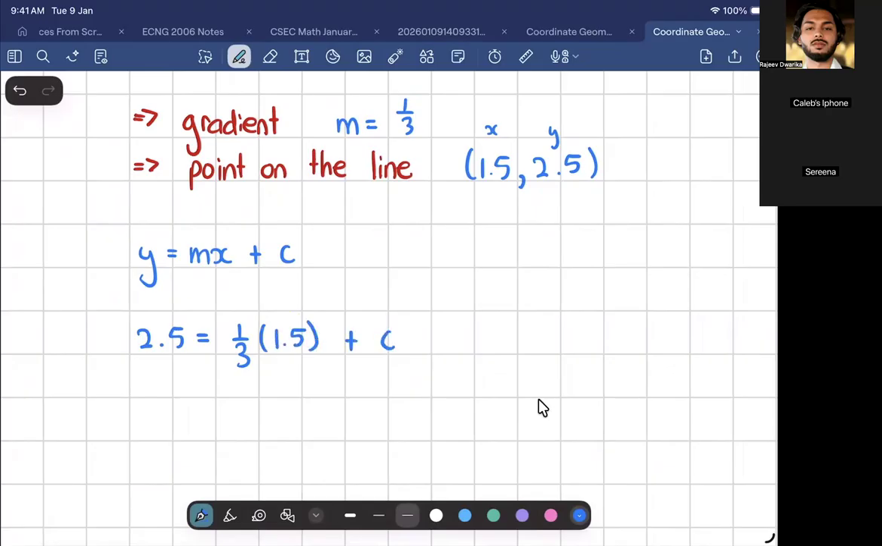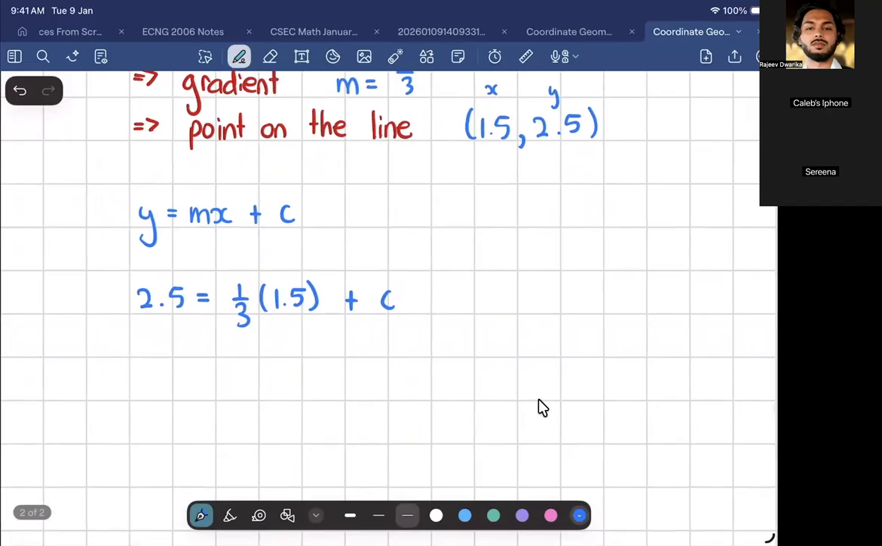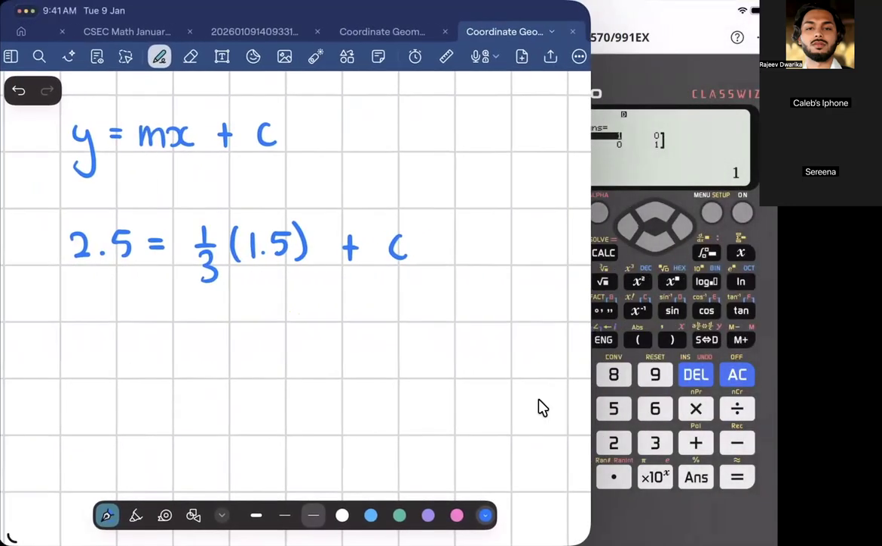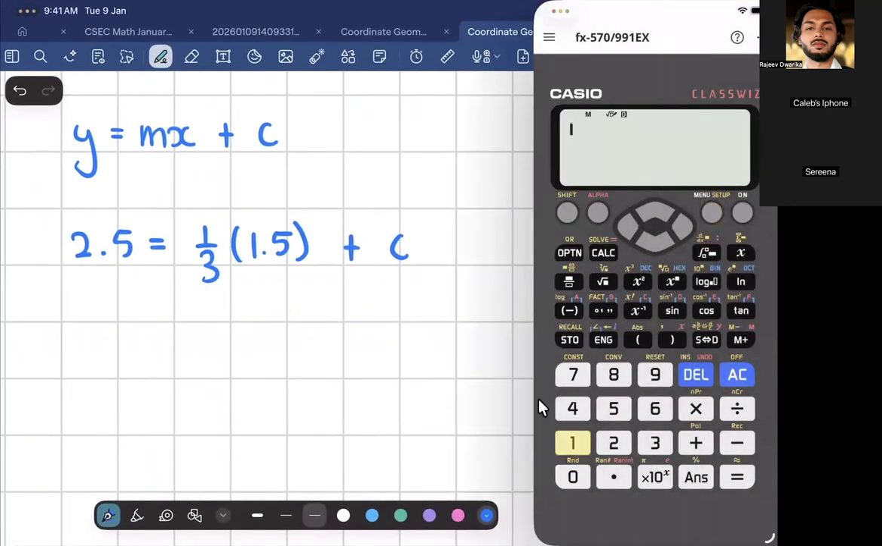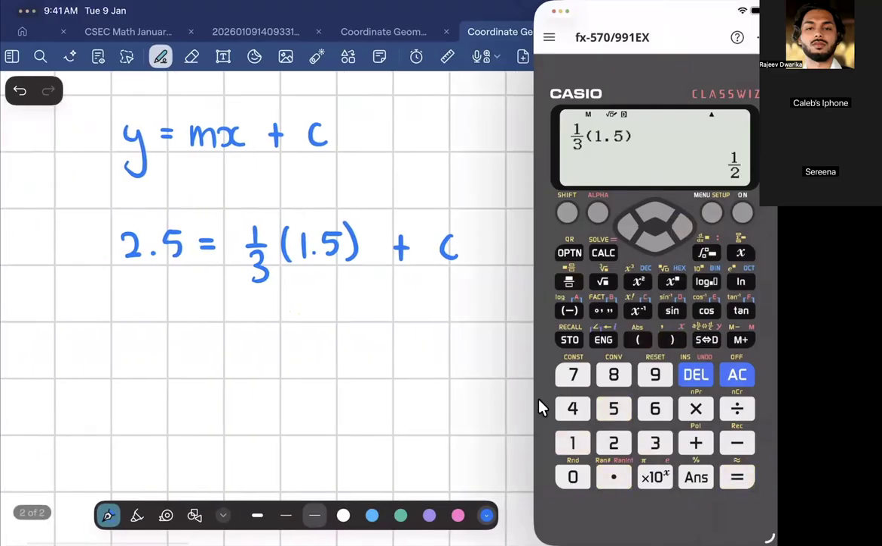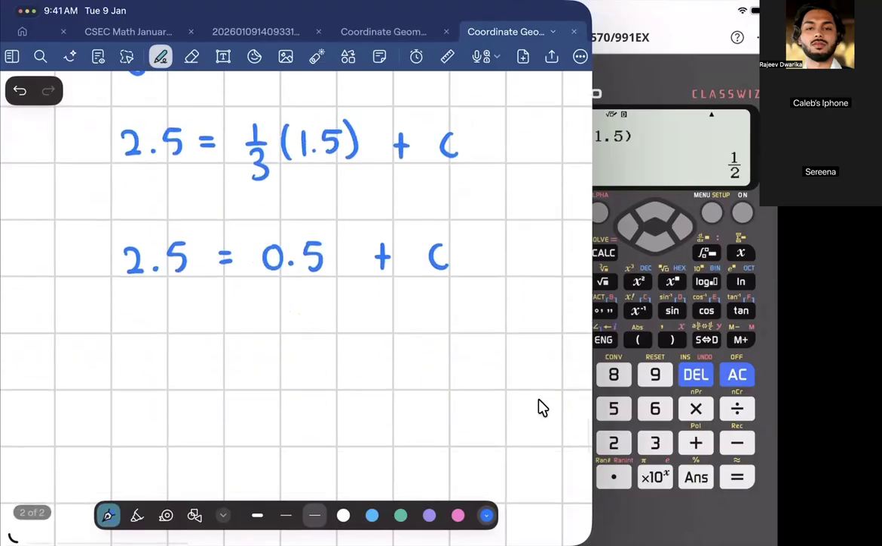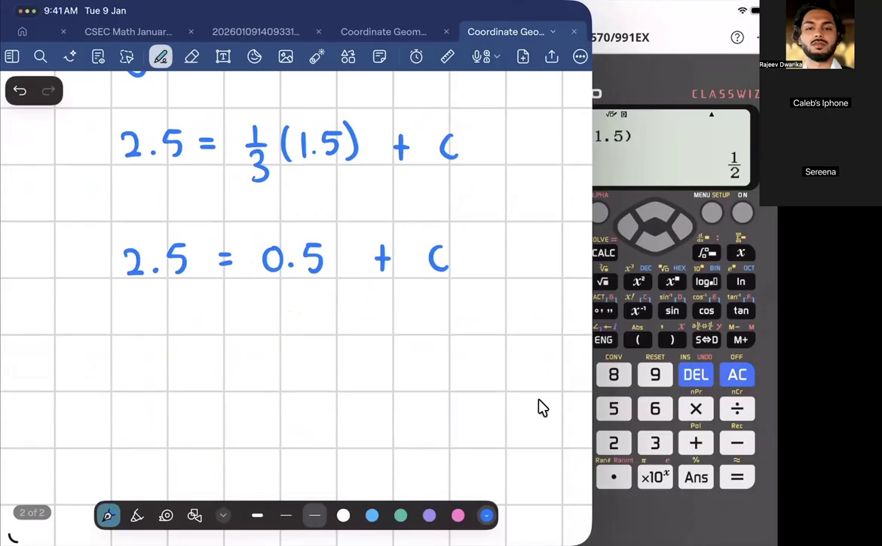Now, this is why I tell students, can I keep it in terms of fractions now? This is why. It will still work out. Let's plug it into our calculator. So what is a third of 1.5? It is a half. Yes. So you have 2.5 is equal to 0.5 plus c. So how would you make c the subject of the formula now?